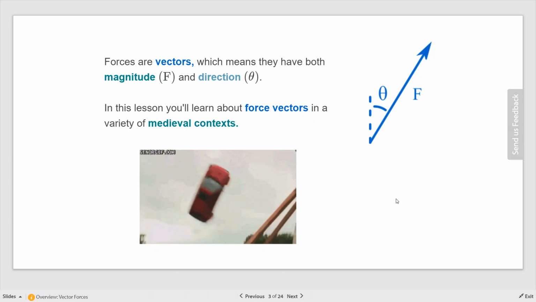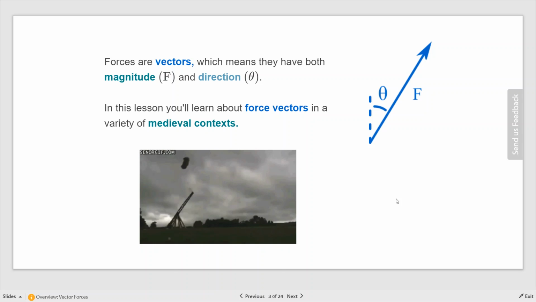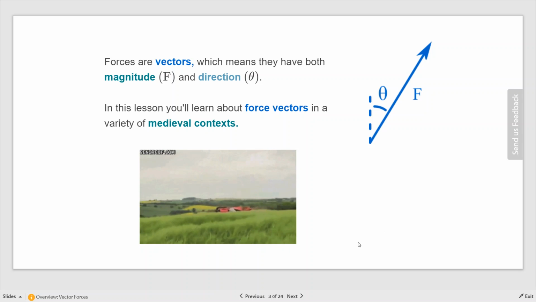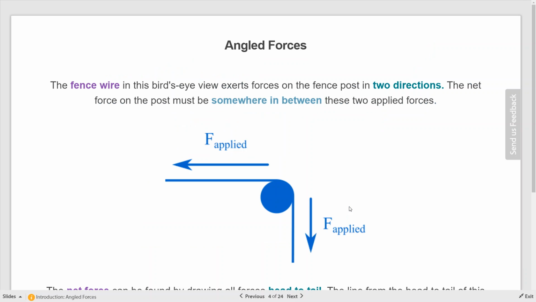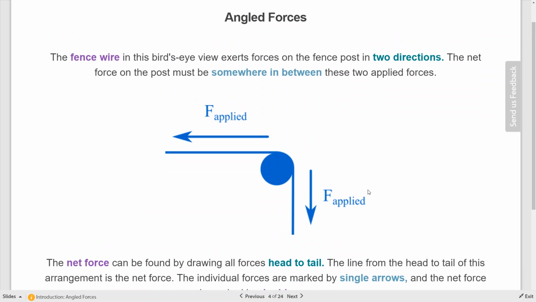So first of all, let's quickly recap. Forces are vectors, which means they have magnitude and direction, as opposed to a scalar, which just has a magnitude associated with it. And we're going to couch this in the context of medieval forces. So here's an example, not medieval actually. The wire fence in this bird's eye view. So bird's eye view, actually looking down.